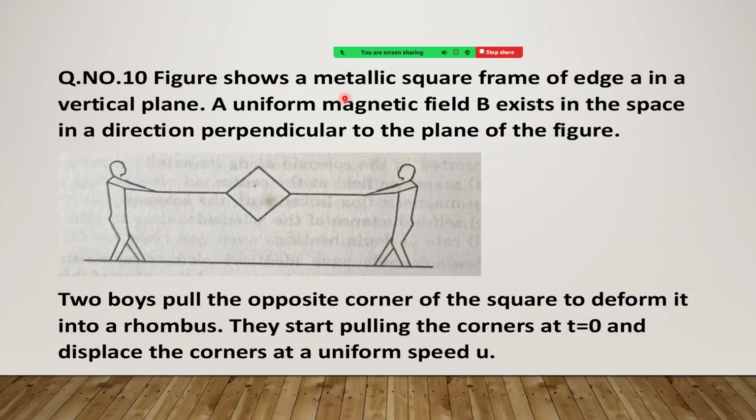Figure shows a metallic square frame of edge a in a vertical plane. A uniform magnetic field B exists in the space in a direction perpendicular to the plane of the figure. Two boys pull the opposite corners of the square to deform it into a rhombus. They start pulling the corners at t equal to 0 and displace the corners at a uniform speed u.